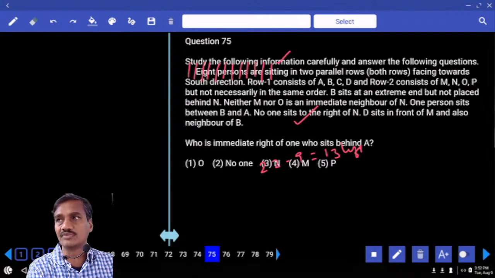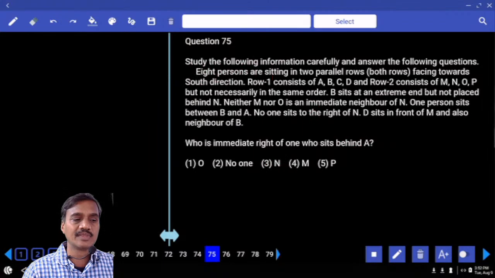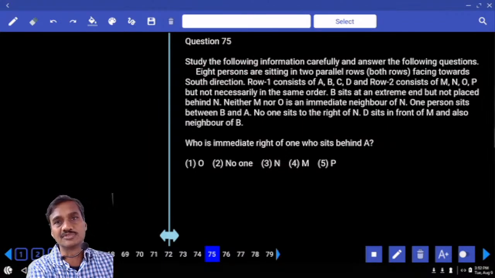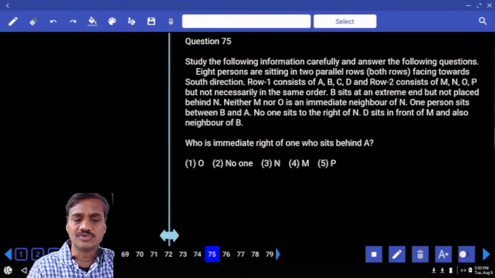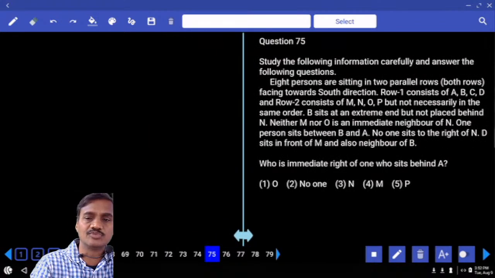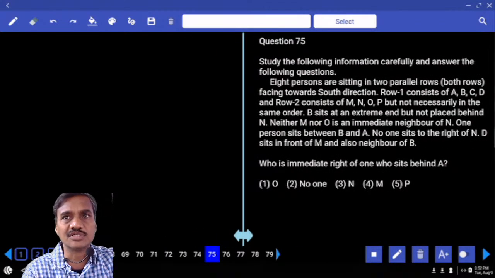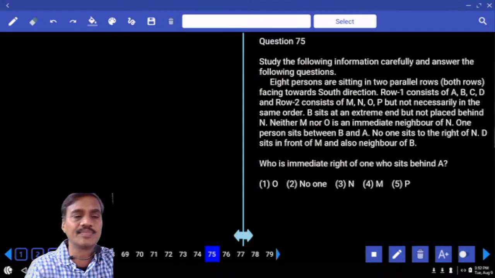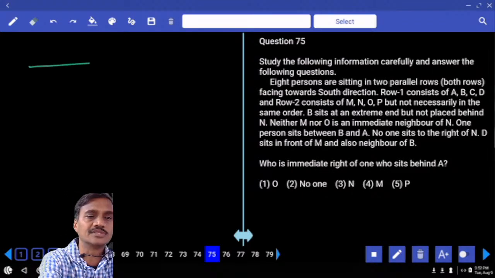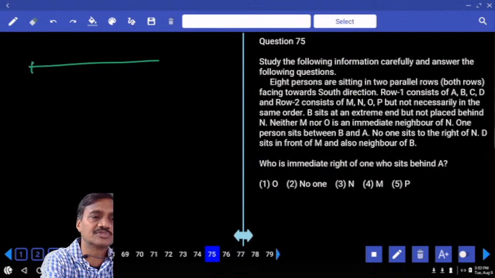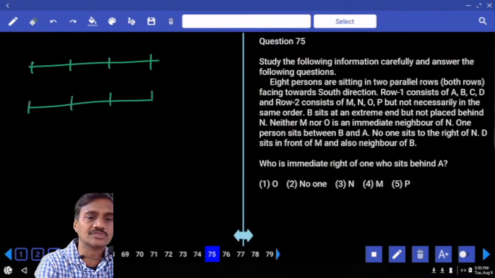Then 75. Now 75 onwards, it is based on parallel rows. In these parallel rows, how many persons are there? 8 persons. Both rows are facing towards south or not? Here in both the rows, the persons sitting are facing towards south. Hence there are 4 persons in each row, and all of them are facing towards south.